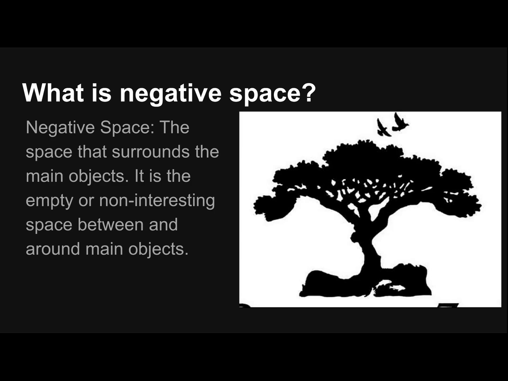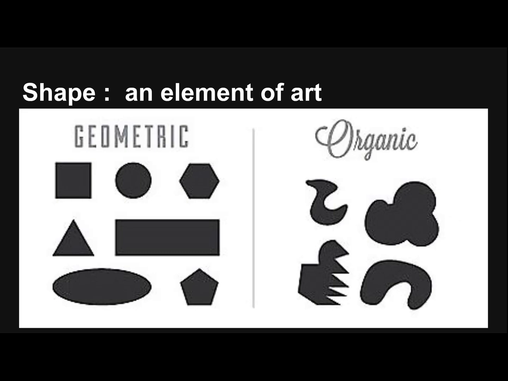So here in this image on the right, this is the logo for the Pittsburgh Zoo. You can see the positive space would be the tree and the land underneath it and the birds flying in the sky. And then the negative space would be all of the white area, all of the empty space around that.